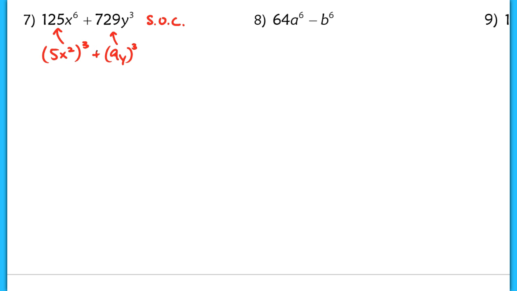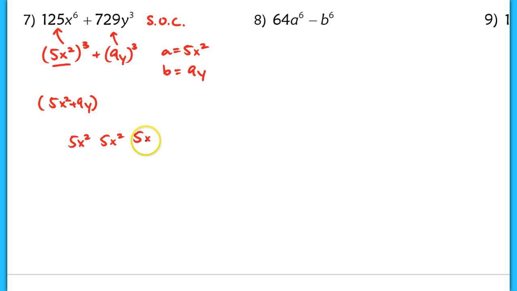So I'm going to for sure write out all of my a and b terms, but let's identify a. So a, we said, is 5x squared, and the b term here is going to be 9y. So the first factor is really easy. Remember, you're just going to take a plus b, so that will give me 5x squared plus 9y. Then for my second factor, I want to write out a and b. So that gives me 5x squared, 5x squared, 5x squared, and 9y, 9y, 9y.